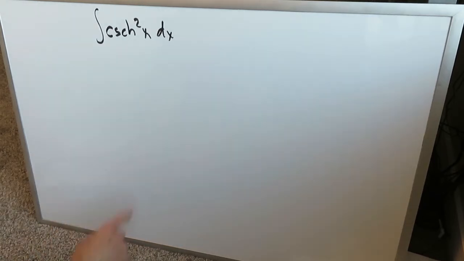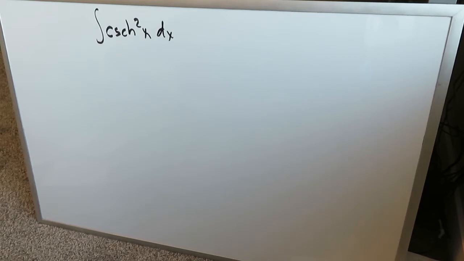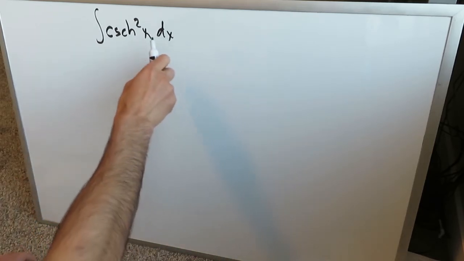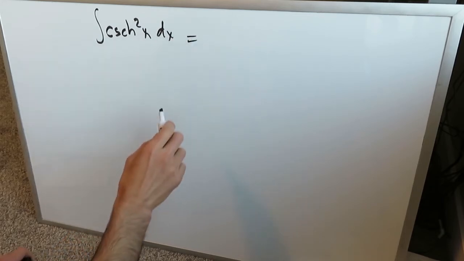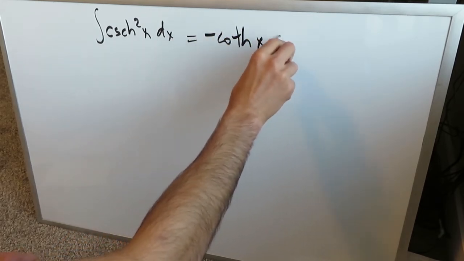So a few more of these hyperbolic integrals to introduce you to, then we are done with the development of these antiderivatives for you. When you're looking at this, right, your antiderivative is going to be minus coth x plus c.